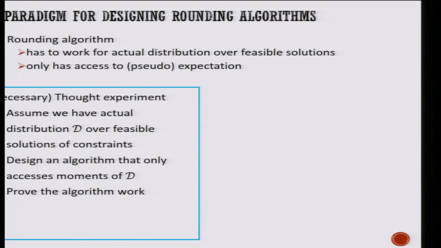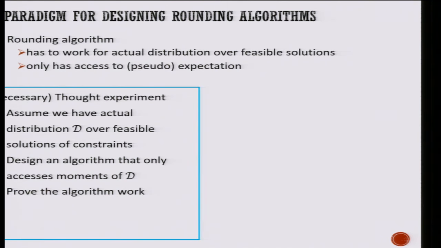But this suggests that we can do this thought experiment, which is a necessary thought experiment in some sense. And this is a strictly simpler question that we probably want to first answer. So the thought experiment says, let's assume we have an actual distribution, a real distribution, not the pseudo expectation. And this actual distribution is supported on feasible solutions of the constraints.